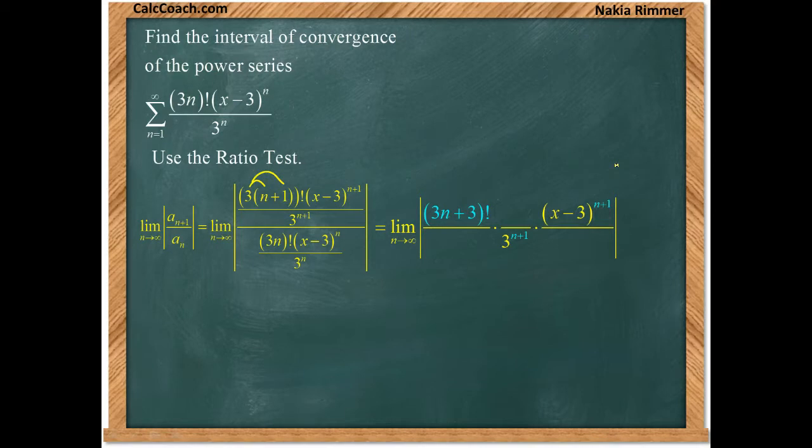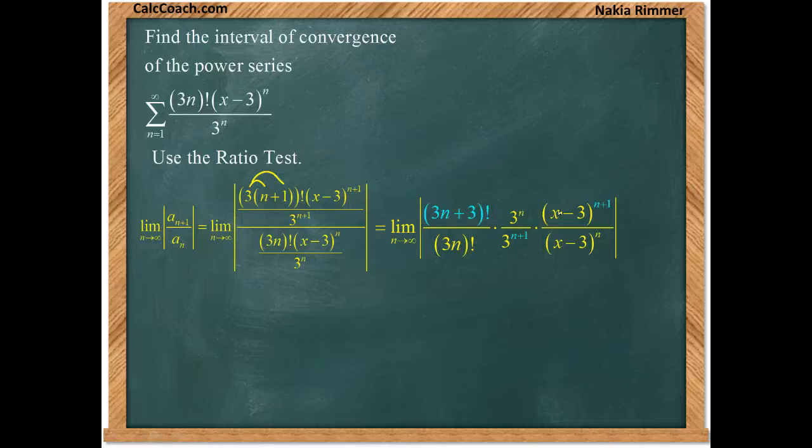When you divide by a fraction, you can multiply by the reciprocal. That would flip who's in the numerator, who's in the denominator. And that's how we end up with a (3n)! in the denominator. We put it underneath the first fraction, 3^n in the numerator, above this the 3^(n+1), and then we have (x − 3)^n below the (x − 3)^(n+1).